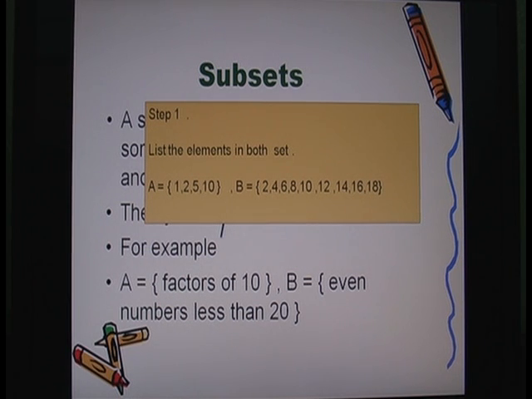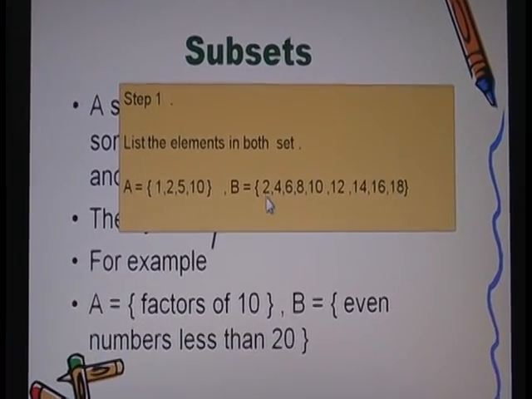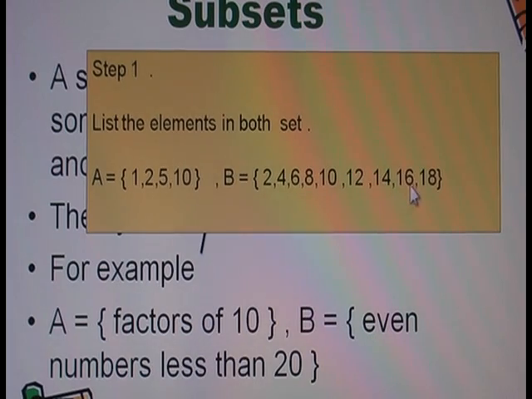Step 1. So the first thing you're going to do is what? List the elements in both sets. So therefore, the factors of 10 are what? 1, 2, 5, and 10. And the even numbers less than 20 are 2, 4, 6, 8, 10, 12, 14, 16, and 18.